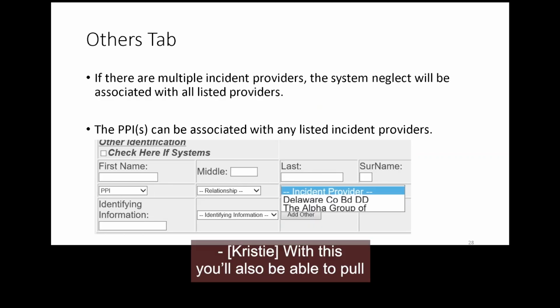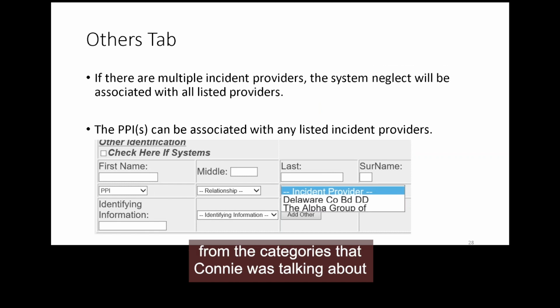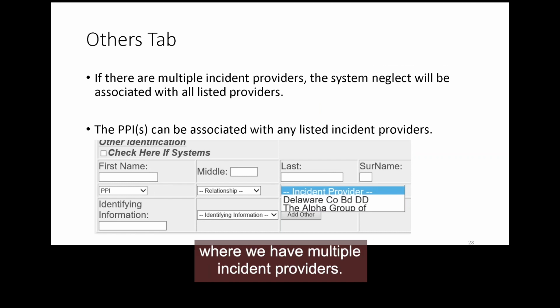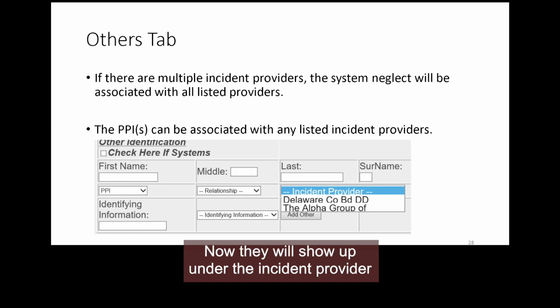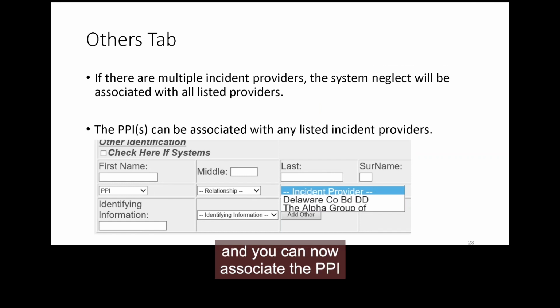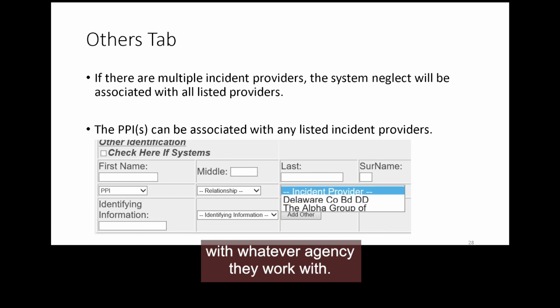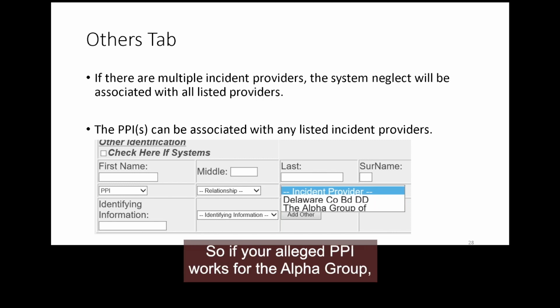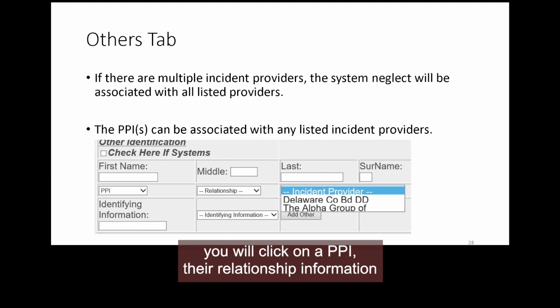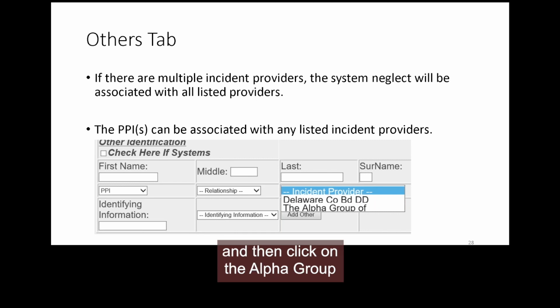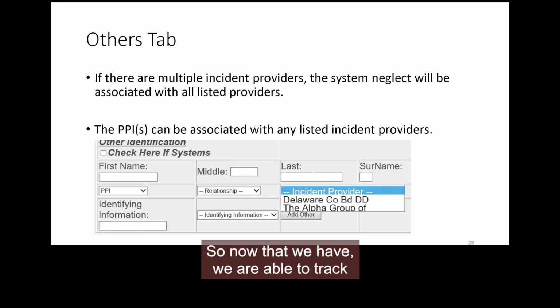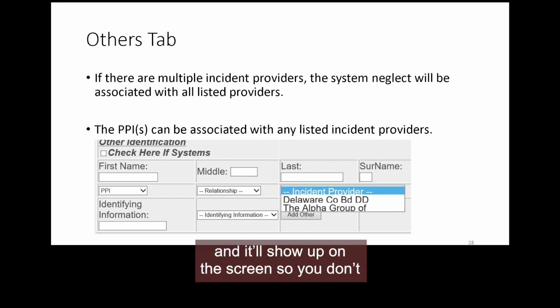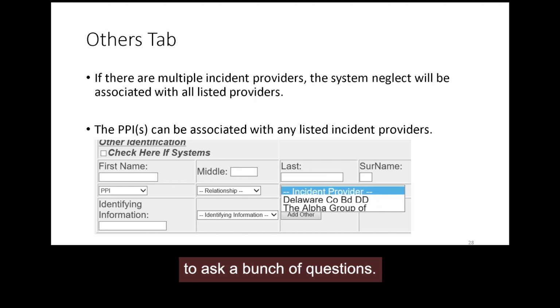With this, you will also be able to pull from the categories that Connie was talking about where we have multiple incident providers. Now they will show up under the incident provider, and you can now associate the PPI with whatever agency they work with. So if your alleged PPI works for the Alpha Group, you will click on the PPI, their relationship information, and then click on the Alpha Group, and then it will show up at the bottom. So now we are able to track what provider the PPI works with, and it'll show up on the screen. So you don't have to wonder, and we don't have to ask a bunch of questions.